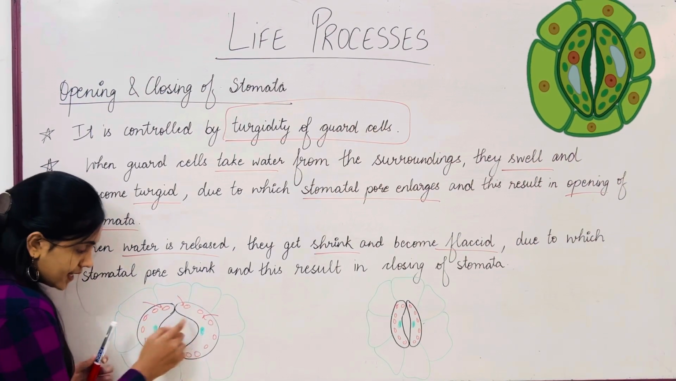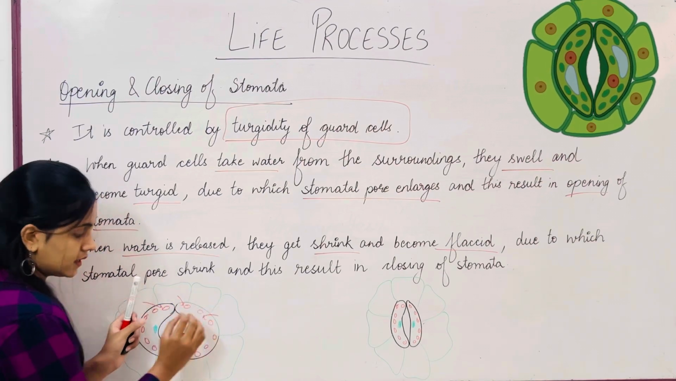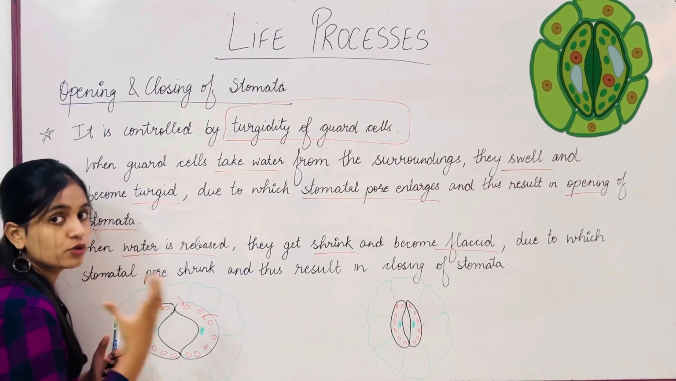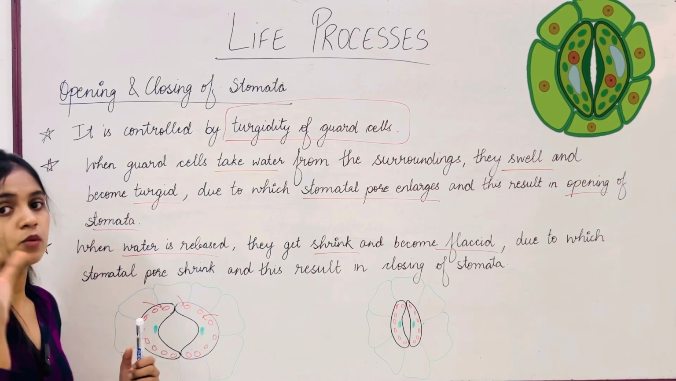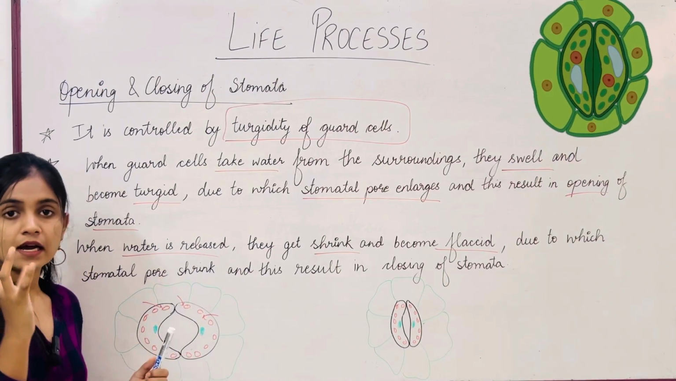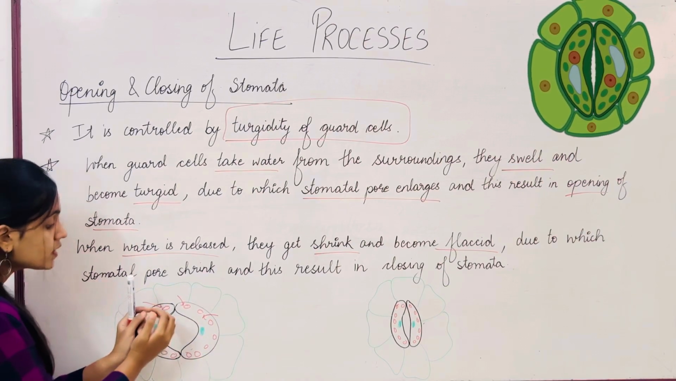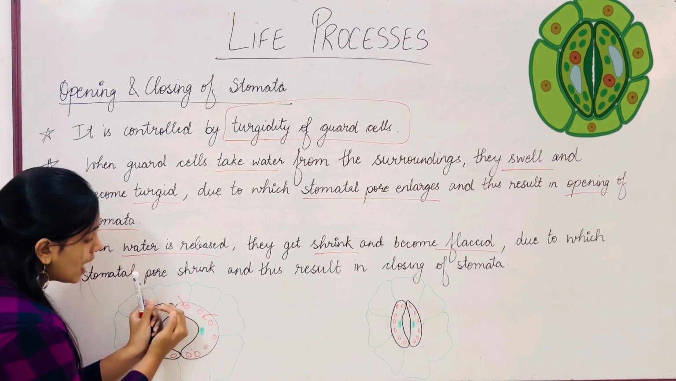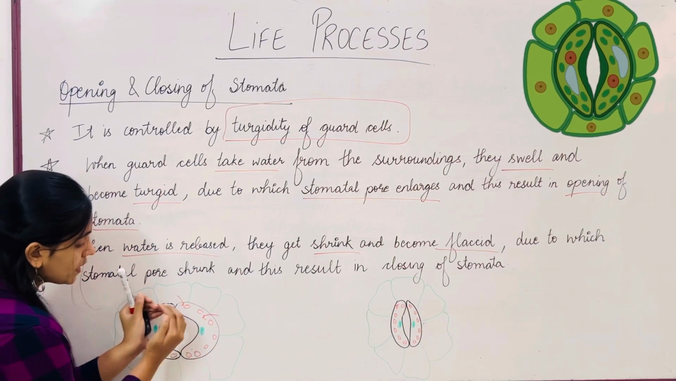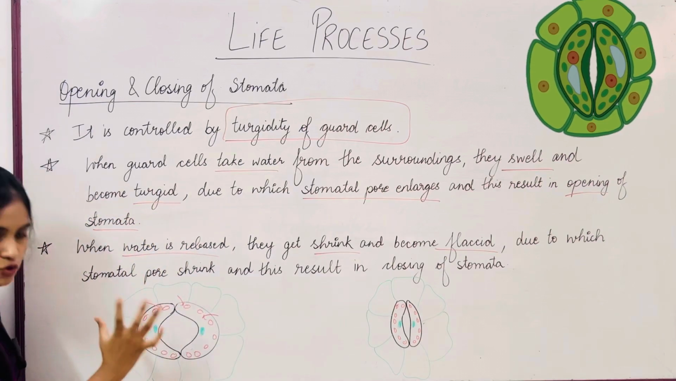When these guard cells take water from their surroundings, they swell up. They get a pressure inside them due to the water, like in a balloon, you fill water and the balloon becomes quite turgid. It has quite a pressure. So here also the pressure develops. Due to this excessive pressure, the guard cells open. This is the stomatal pore open, and this results in the opening of stomata.